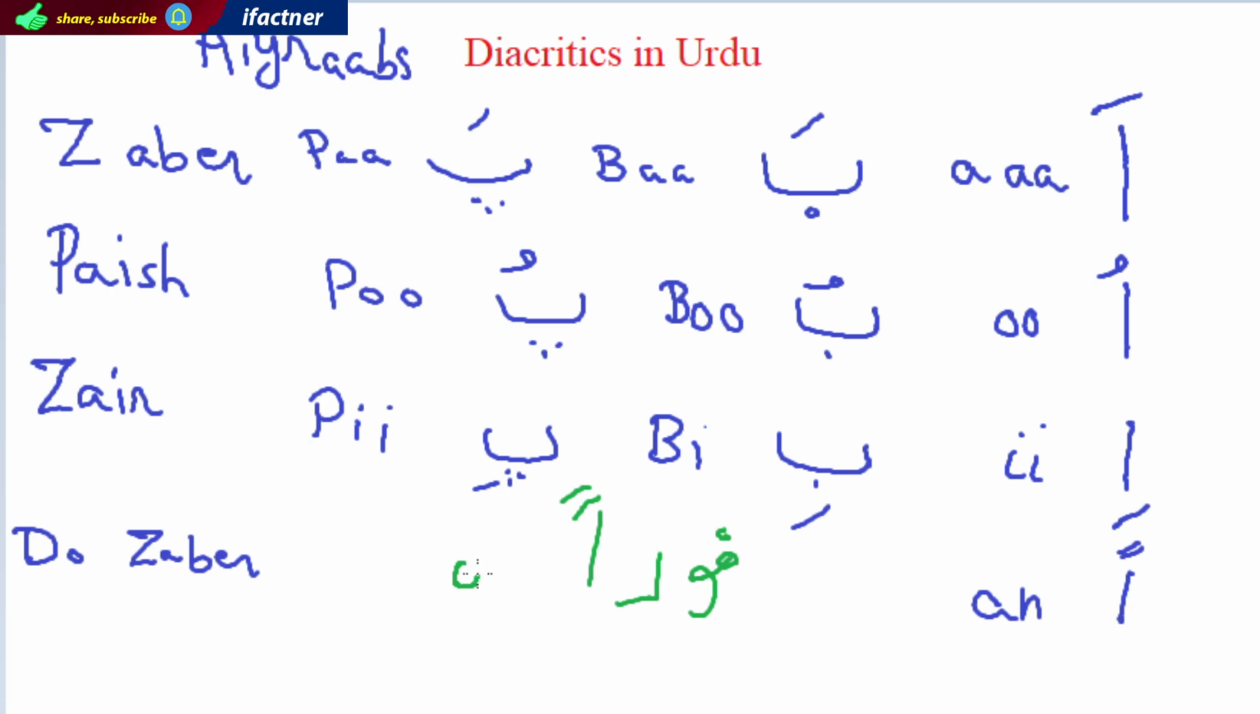Similarly, we have the word maslan. So Meem, Se, Lam, Alif. Right now, you don't have to focus on how I am writing these words, but I'm just telling you how the sound of the word changes. So it's masla if we read it, but if I put Do Zabar on top of it, then it becomes maslan. So instead of masla, it becomes maslan.